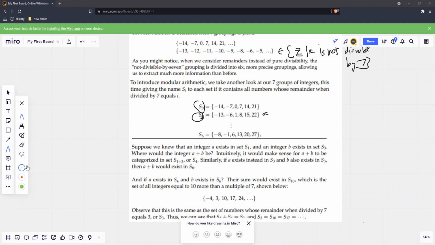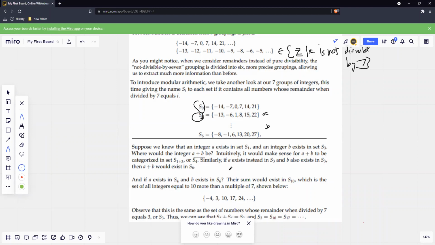Yeah, I'll go a little faster actually, but we have set a. Why would the integer a plus b mean? Oh, we also have integer b in S3, the remainder of 3. So it'll make sense if it's in set 4. Let's say a is equal to 1, and b has a remainder of 3. Okay, b has a remainder of 3, that means b is equal to 3. 1 plus 3 is 4, and the remainder is 4. So we could say that this is true.